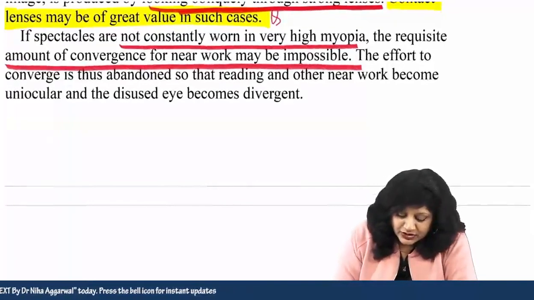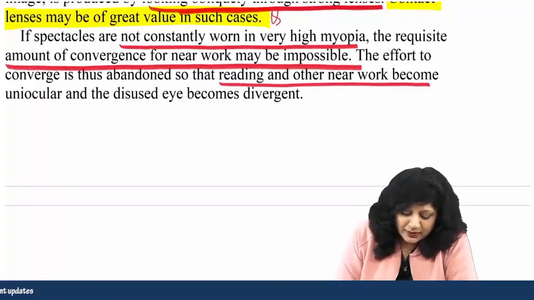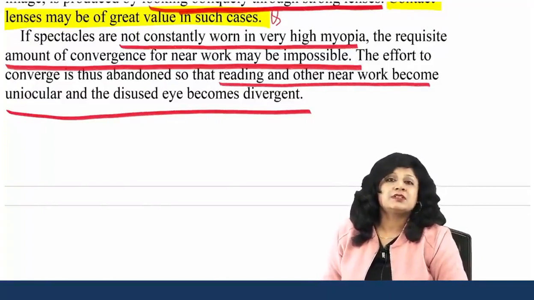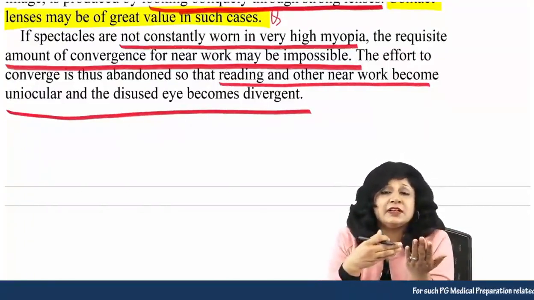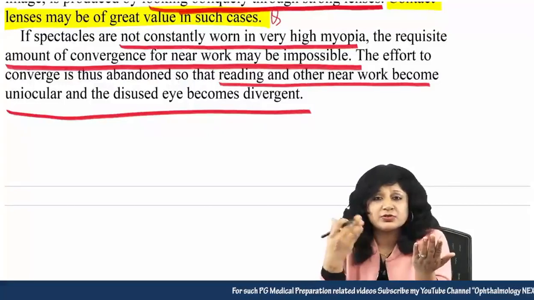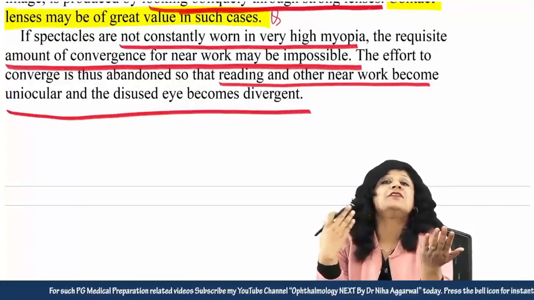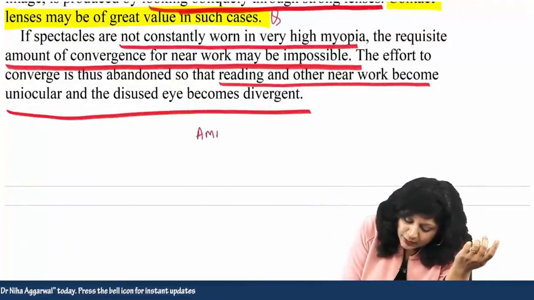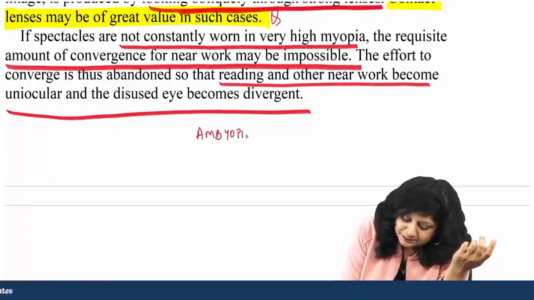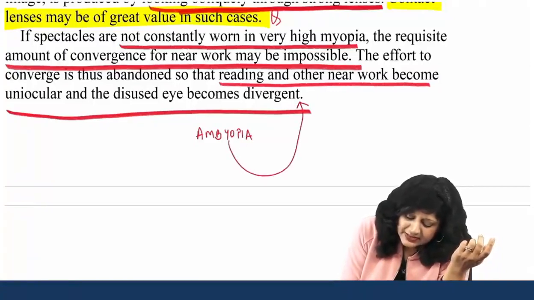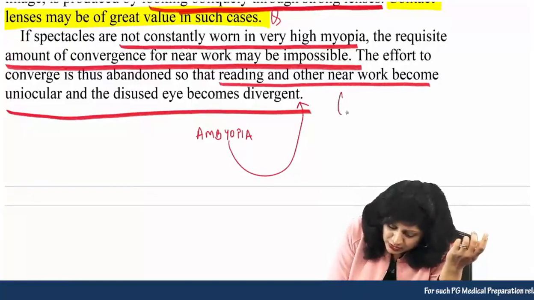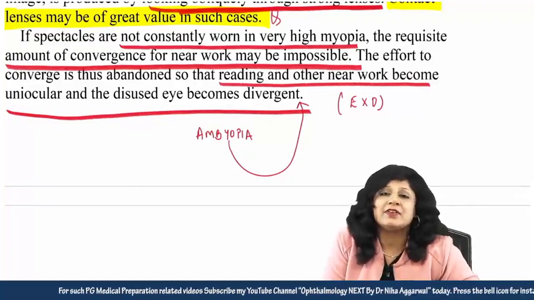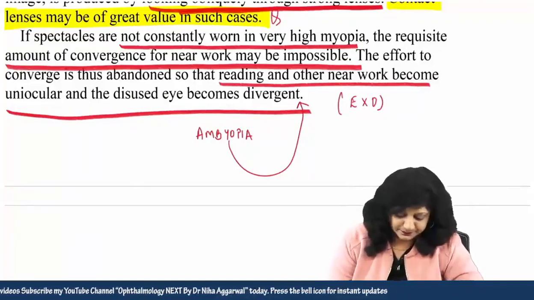The effort to converge is thus abandoned, so that the reading and other near work become uniocular and the disused eye will become divergent. So what is happening when you are not using the spectacles and you are doing the near work, the eye is not able to converge, so that eye will not be used, and always you will have the disuse atrophy. So this eye which is not used will go into amblyopia, and this eye becomes the lazy eye, and the lazy eye has a tendency to be divergent. So this will go into exo or divergent squint. That is why eyes having myopia have a tendency to go towards the divergent squint.